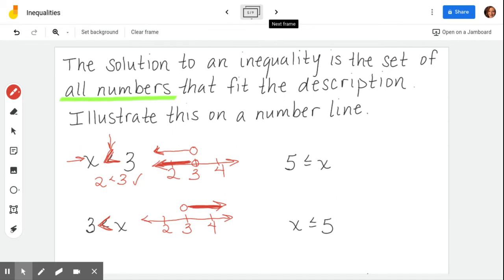Now take something that you shaded past and see if it works. I shaded past a 4. If I plug that in, it would say 3 is less than 4. That is true. So I know I shaded the right way. Let's do a couple more and then we're going to solve and graph all together.